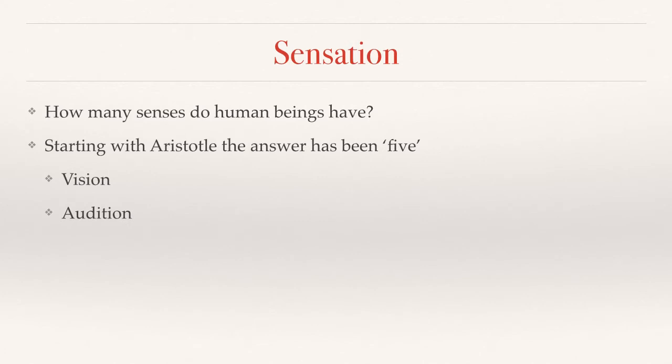Hearing, or auditory sensation, what we call audition, that's also another one. Then there's smelling, or olfactory sensation, or olfaction. And then there is feeling, the sense of touch, which we call tactition, and that's where we get tactile from. And then there is the sense of taste or flavor, which we call gustation. So Aristotle's answer was that there are these five senses, and there are only these five senses in human beings.